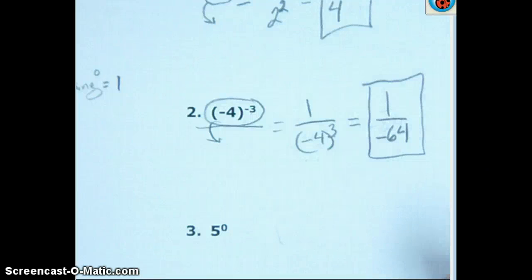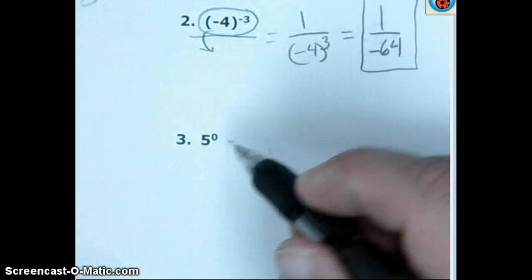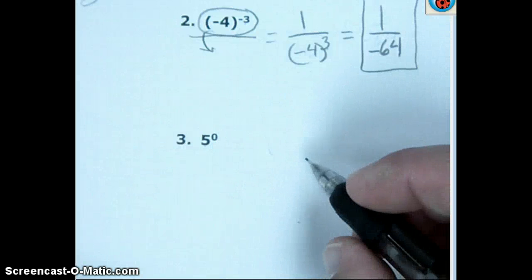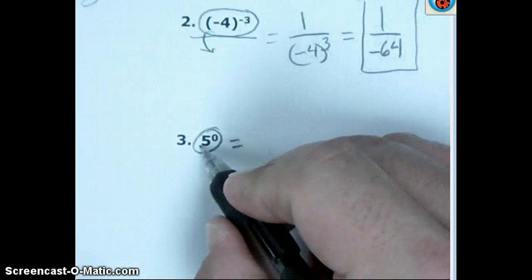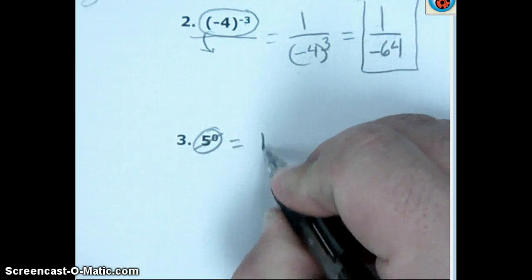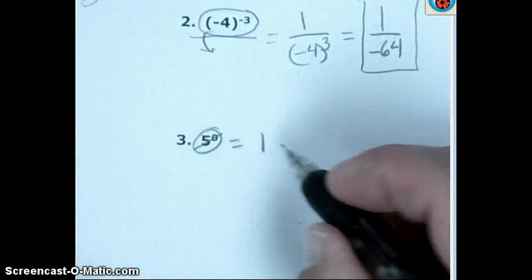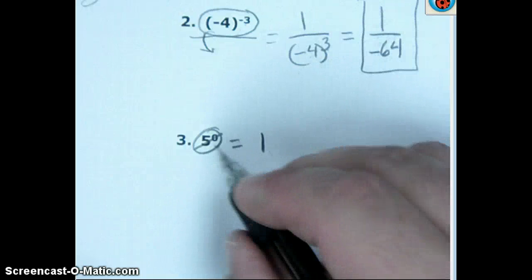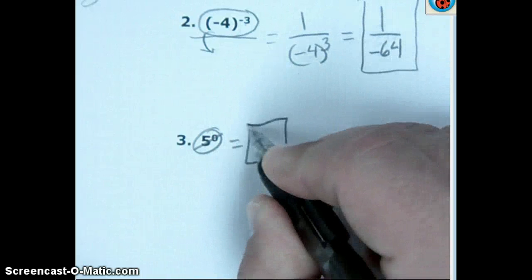All right, question number 3. Here is 5 to the 0 power. Well, remember, anything to the 0 power can basically just cancel or reduce down to 1. I don't care what it is. It could be a negative 5 to the 0 power. It's still 1. That power of 0 changes anything to 1. Okay, a couple more problems. Turn your page over to the other side.